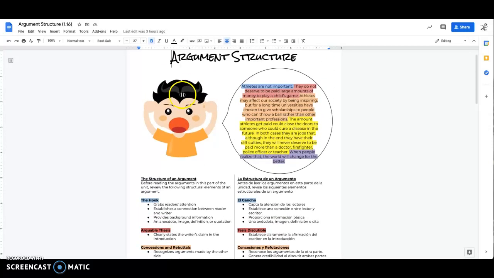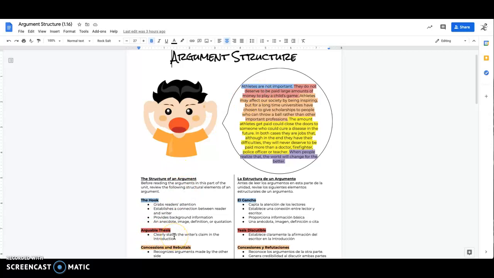So up here next to our graphic little angry man, the hook is highlighted in blue, just like it is down here. The hook here is, athletes are not important. So that is a shocking statement meant to grab the reader's attention.